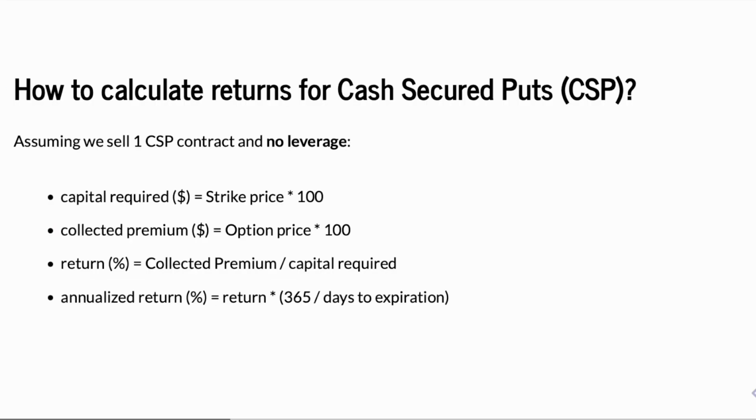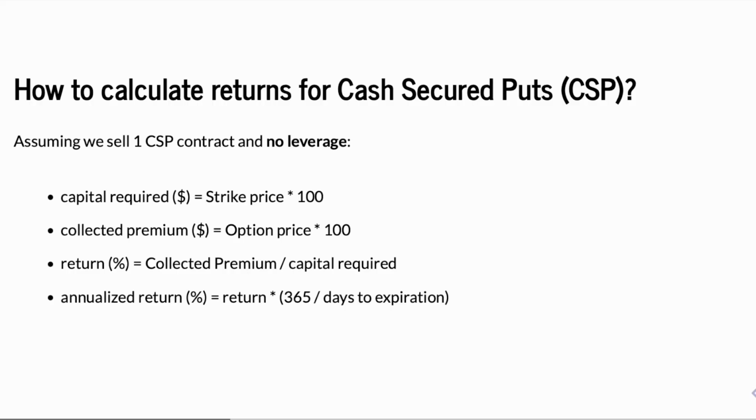Now, before we look at any code, it's helpful to explain in plain English how we want to calculate the returns for the cash secured puts. So for simplicity, let's assume that we're selling one cash secured put contract and with no leverage. I'm pointing out no leverage because this will make the calculation simpler, and you can imagine like maybe you're trading the put options in a tax advantaged account. So there are four things we need to consider.